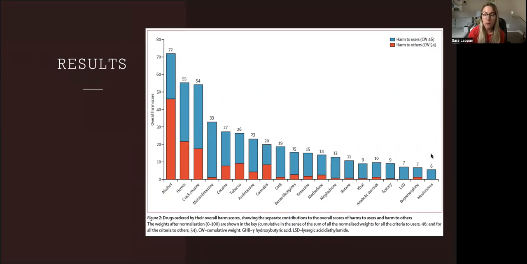You can see here, psychedelics are way down on the list, with mushrooms being an overall harm of 6, with no harm to others, only harm to self. LSD is a 7, ecstasy is a 9, khat is a 9, ketamine is a 15. So it's interesting because, for example, ketamine is the only legal psychedelic that we have.